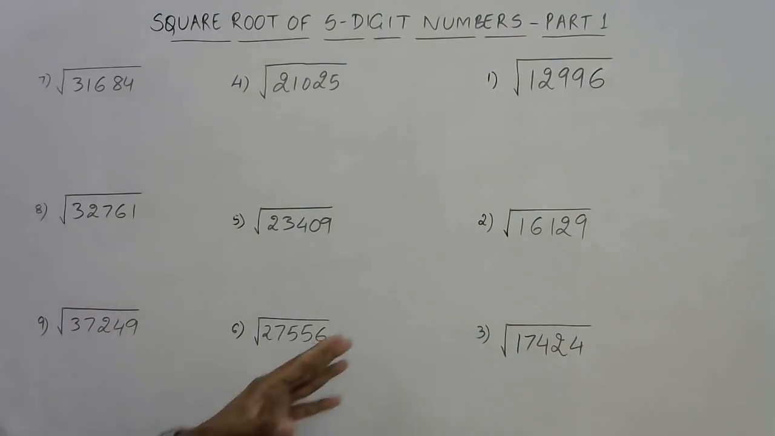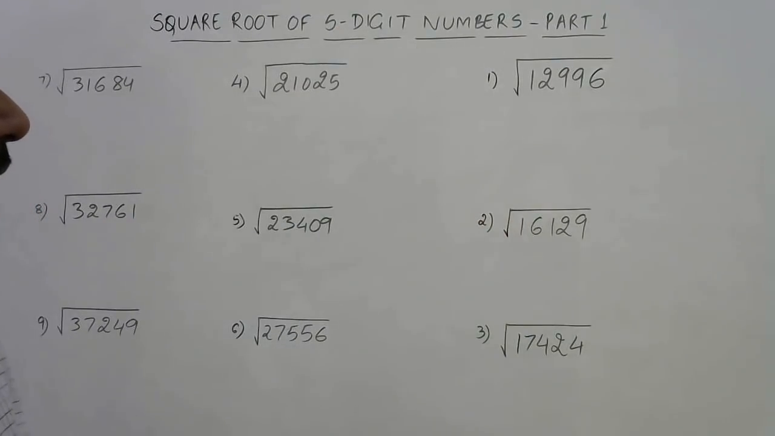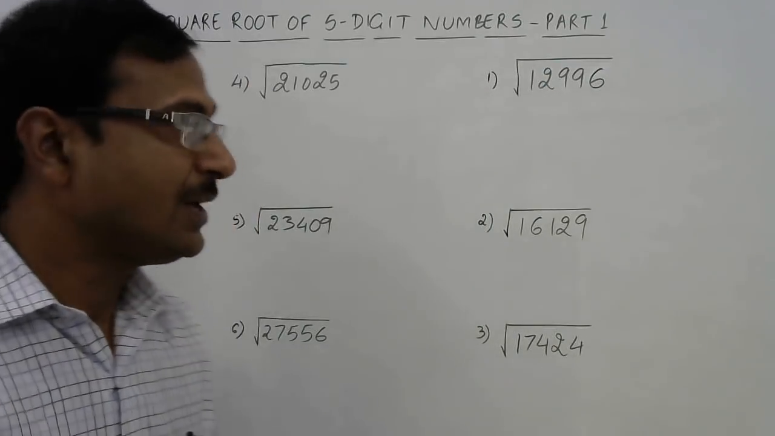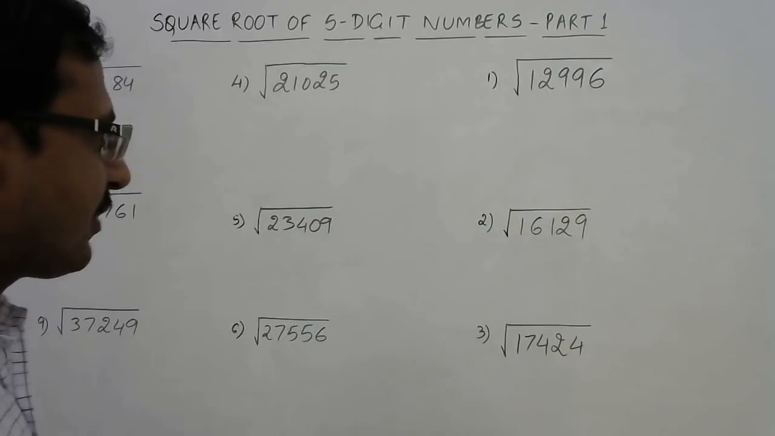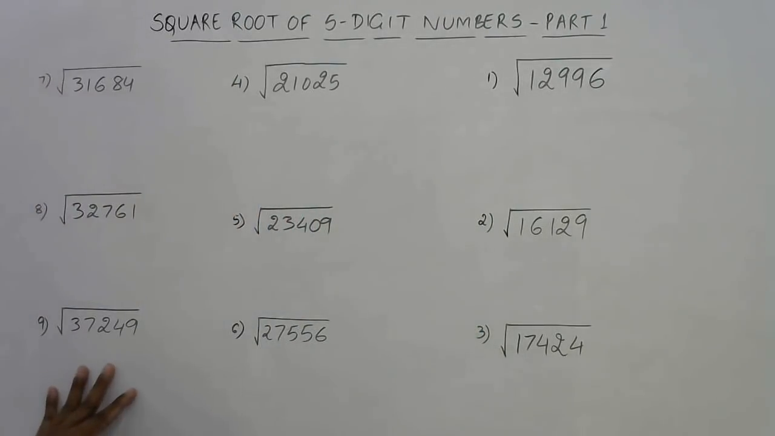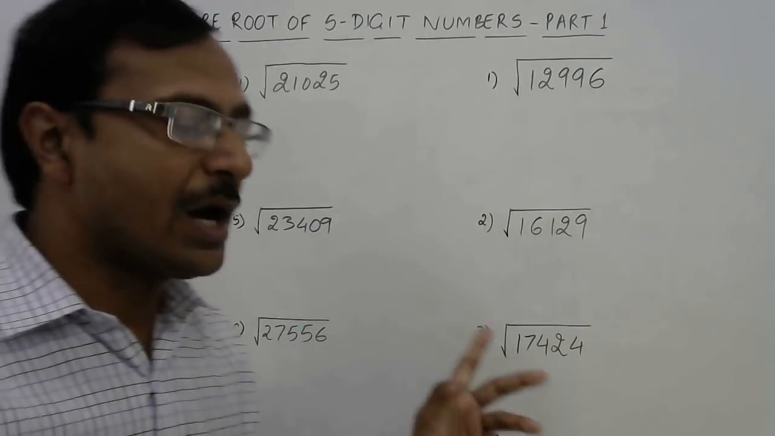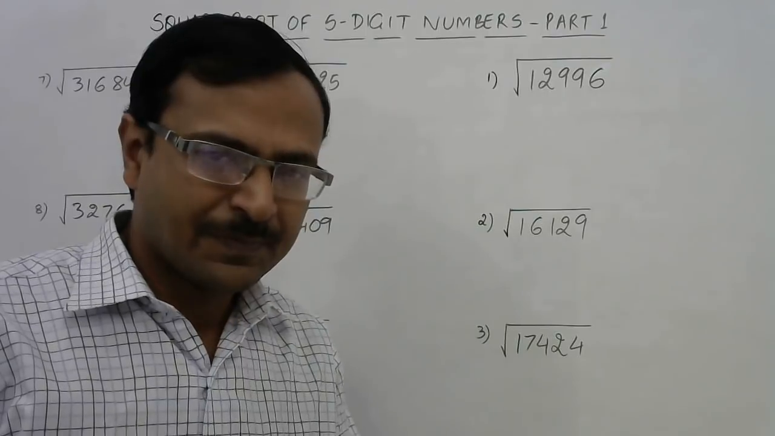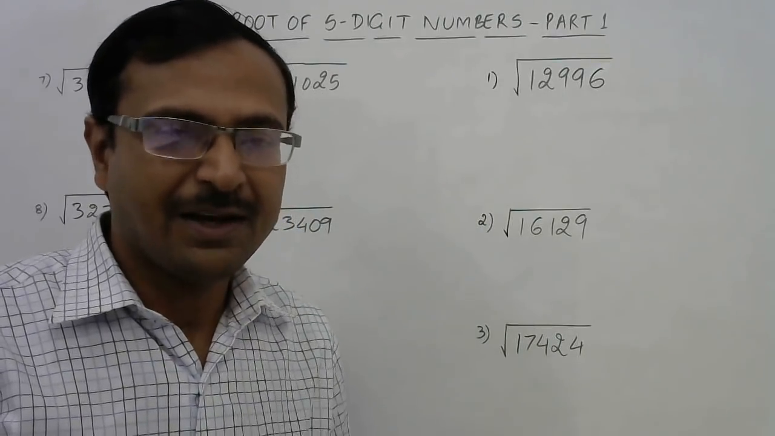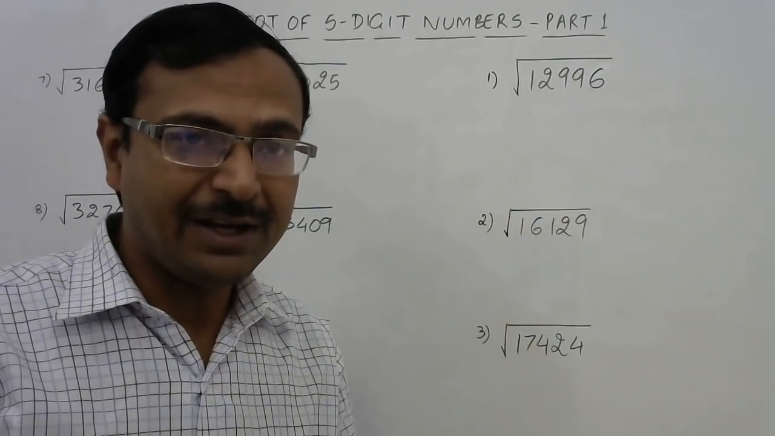These are all numbers of 5 digits, and this is part 1 of this video in which I am demonstrating this method. The numbers which I have taken start from 10,000 onwards and up to 40,000. You can take any number and find the square root virtually in 5 seconds. That's it, 5 seconds time, and that too very accurately.